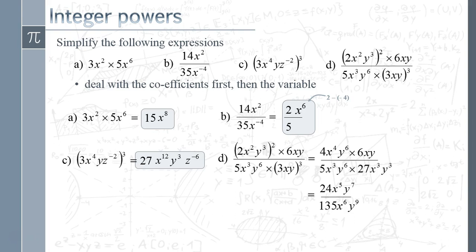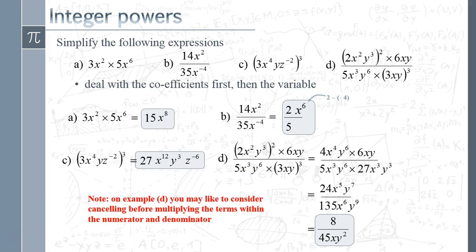So we've got 24 over 135. Comes 8 over 45, x to the 5 over x to the 6, it's just going to leave us with, we could write that as x to the minus 1, or I could put that as an x on the bottom, and then y to the power 7 divided by y to the power 9, again that could be y to the power minus 2, or alternatively y squared on the bottom of the fraction. Either way, if you wrote that using negative powers, that would still be correct, that's absolutely fine, so there's often more than one way to write an answer.